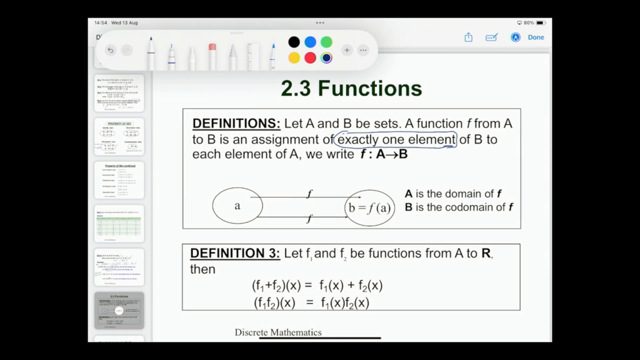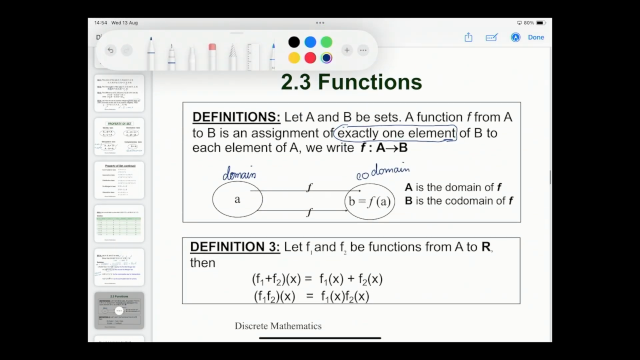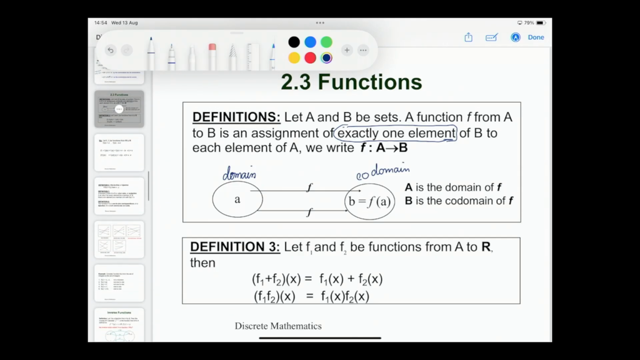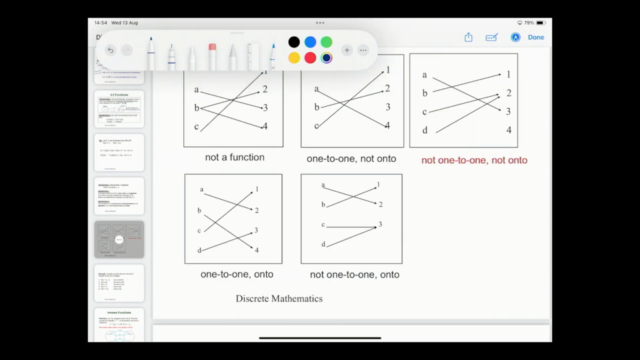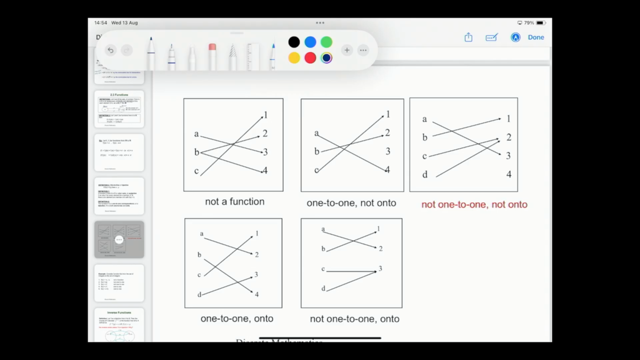So here is the domain, and this one is the codomain. Exactly one element. Let me move a couple of slides ahead to see a function in more detail.